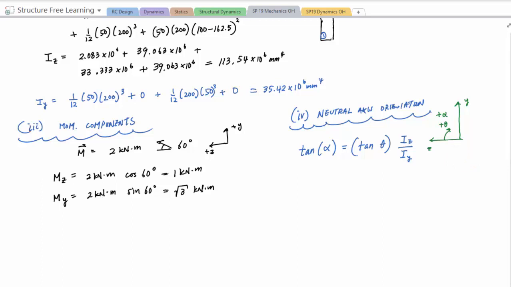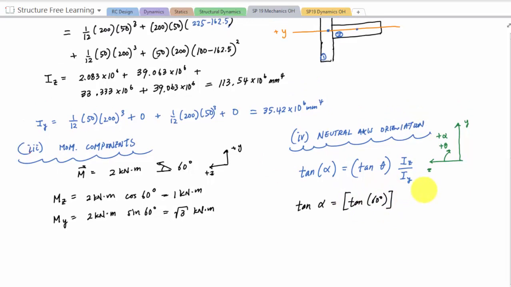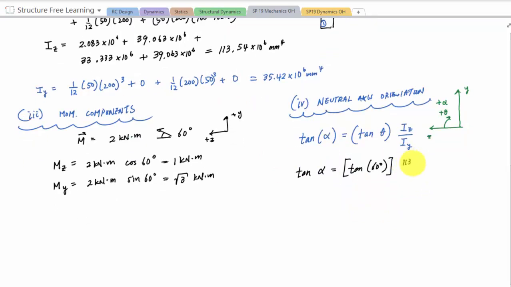And so now, alpha is the angle of the neutral axis. So here I would have tangent alpha equal to tangent of 60 degrees times IZ over IY, which we already calculated. IZ is 113.54 times 10 to the 6 divided by IY, which was 35.42 times 10 to the 6, and then the units would cancel out, and then I'm going to have to calculate alpha here.